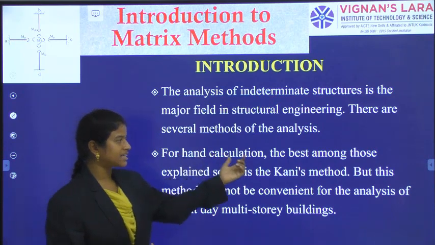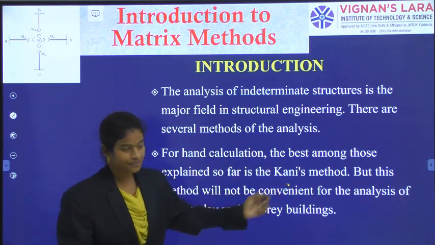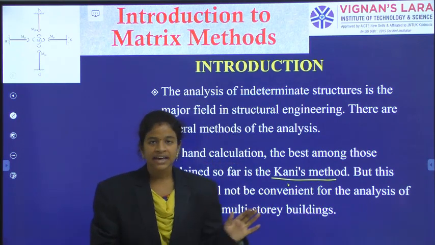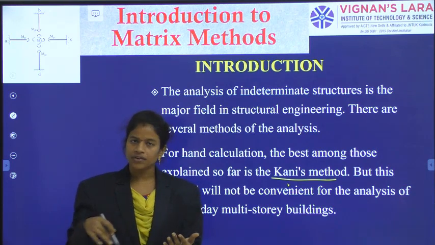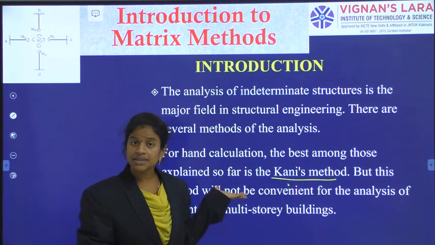For hand calculation, the best among those explained so far is Kani's method. So, Kani's method is generally used because they will not repeatedly go for the calculation. You may think the Kani's method is very lengthy. How are they saying this is the simplest?